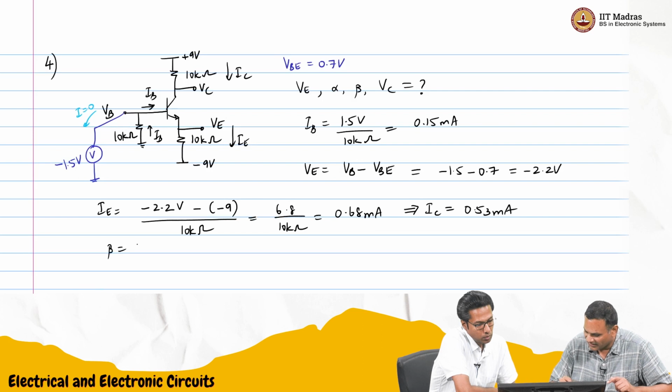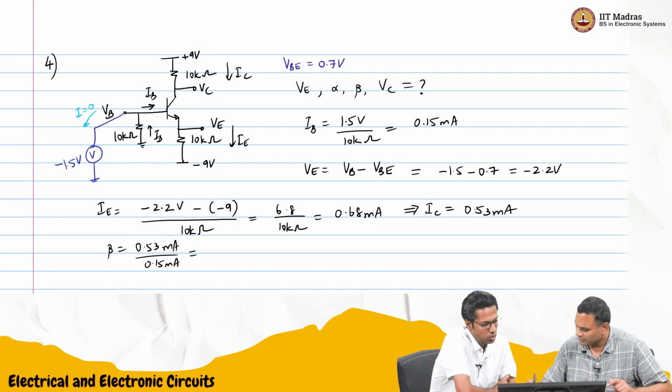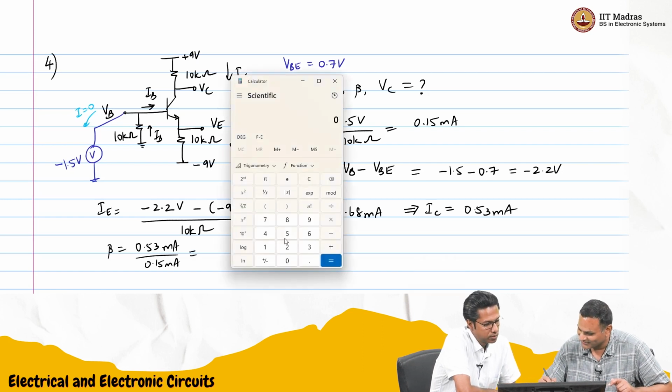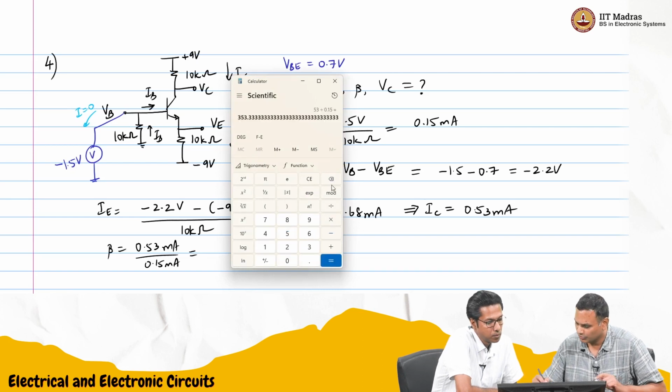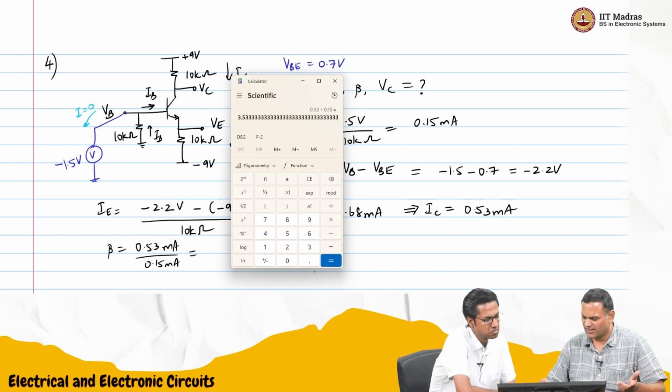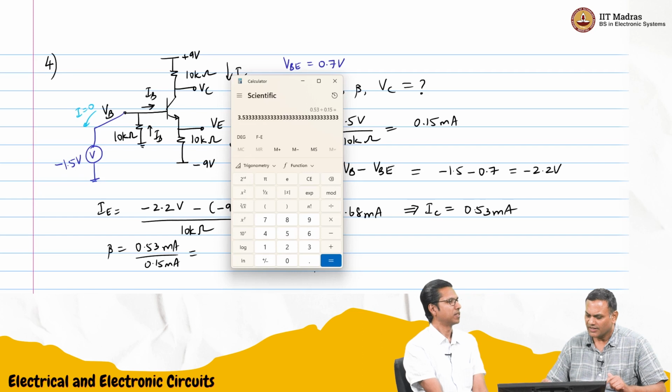Beta is 0.53 by 0.15. Not so nice numbers, I know. 0.53 divided by 0.15 is 3.5. Very, very small beta. So the numbers are correct.